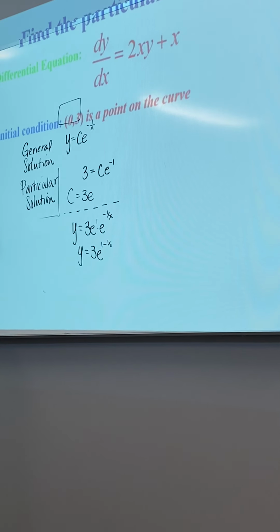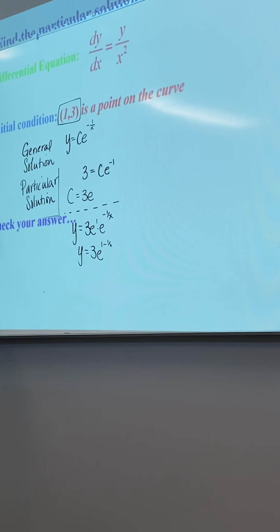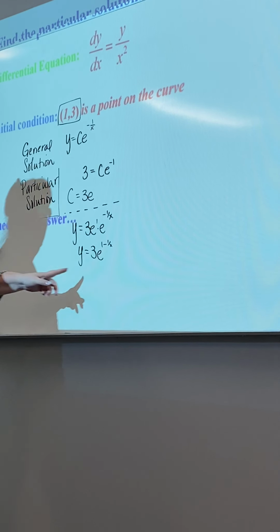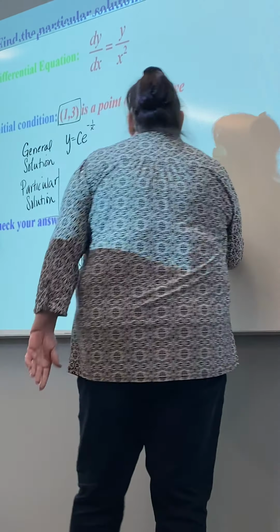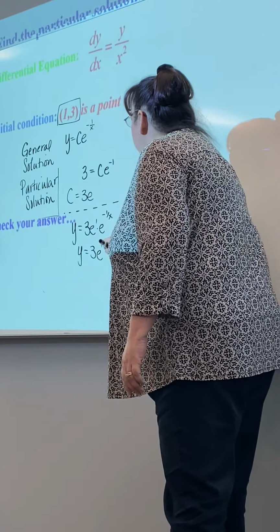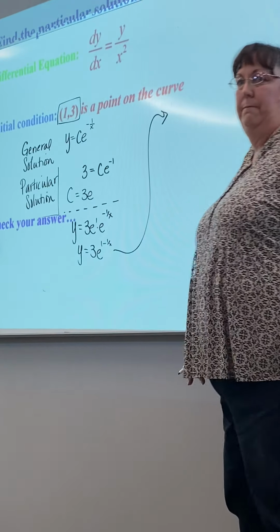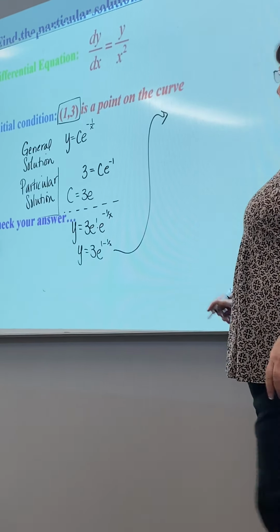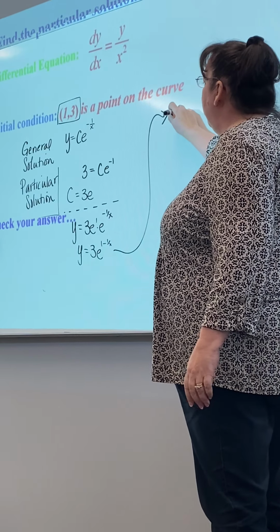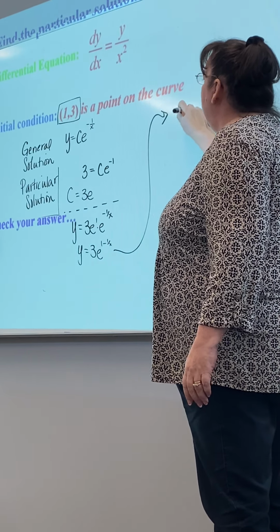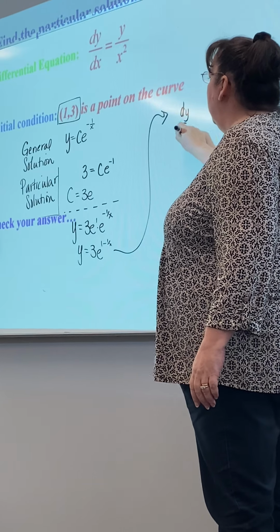Okay, now, how can I check my answer? Take the derivative, because we know what the derivative's supposed to be, right? Okay, check our answer by taking the derivative. What is the derivative of this? What's the derivative of that? Well, the derivative of the exponent would be 1 over x. dy dx, or y prime, equals what?